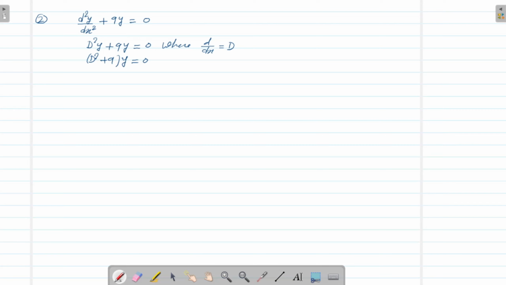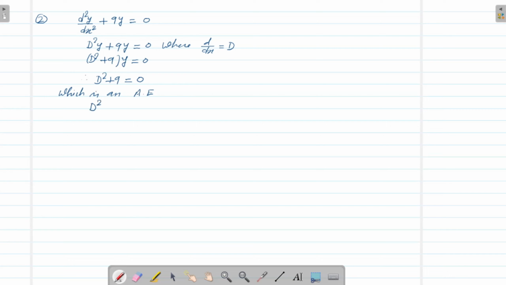So what is the auxiliary equation? For the complementary function we put D square plus 9 equal to 0, which is an auxiliary equation. Now you have to find the roots of this auxiliary equation. So this can be written as what?